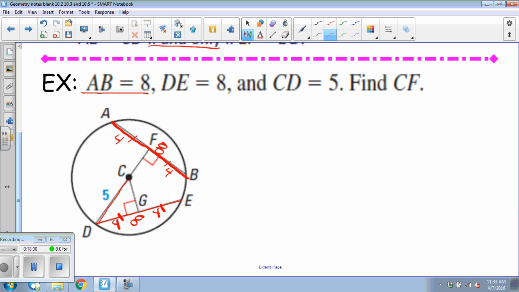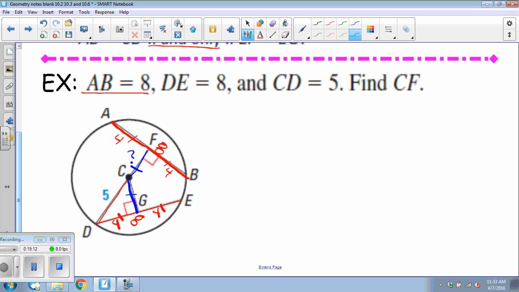Now, we have to find CF. CF is this little perpendicular distance from here to here. This is what we're trying to find. We know that since those two chords are congruent, CF is congruent to what? CG. This is congruent to this. So we use the Pythagorean theorem. We have to find CG, and if we know that, then we'll know what CF is. We have a little right triangle drawn right there.